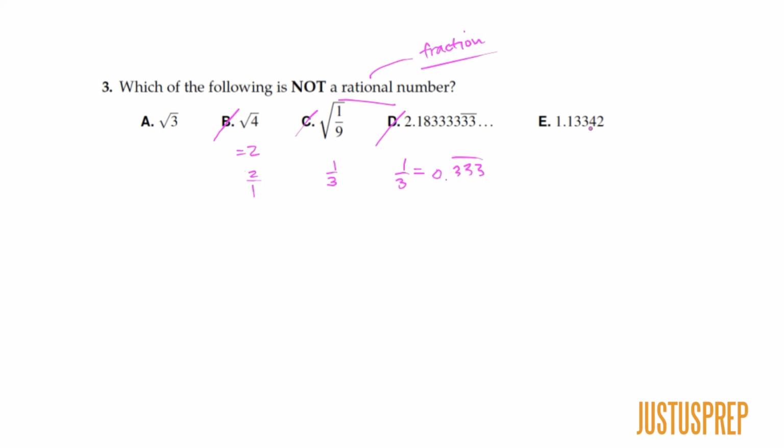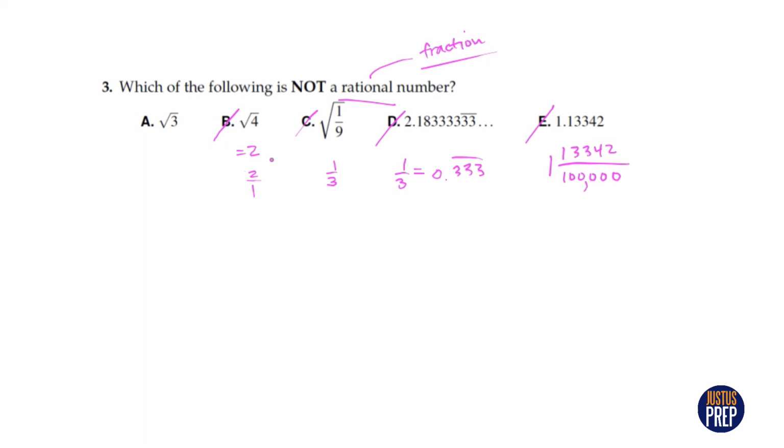And then here we have a decimal that doesn't have a repeating digit. What we can do with a decimal like this is make it into a mixed number. So this is really 1 and that over 100,000. Then we can make this into an improper fraction, which would be a fraction. So this is not the answer either. That would be rational.